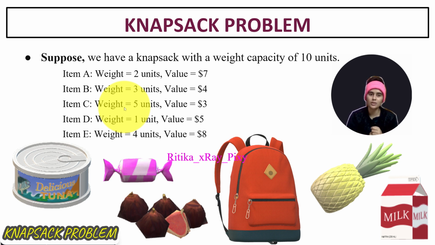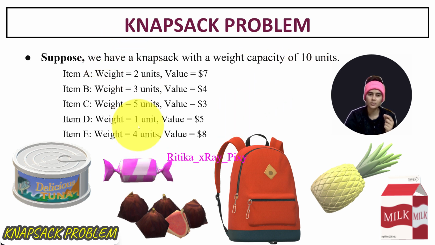In the knapsack problem, we are given a set of items. Here we have a set of items A, B, C, D and E, and each item has a weight and a value associated with it. For example, for item A, weight is 2 units, value is $7, and you can see for each item we have given weight and value, and we have given a knapsack. The knapsack capacity is 10 units.